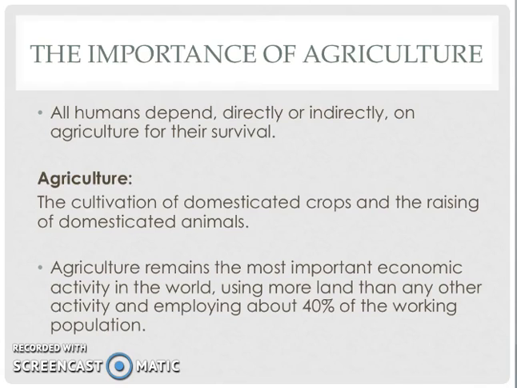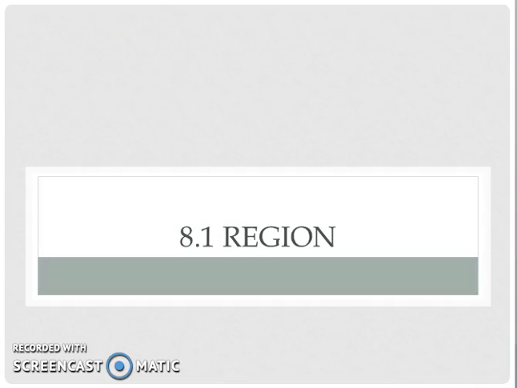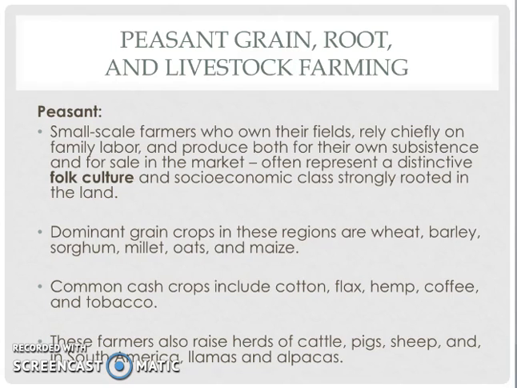This is hugely important. First, through the theme of region, we can look at peasant grain, root, and livestock farming and its different regional variations. Peasants we can think of as small-scale farmers who sometimes own their own fields, rely chiefly on family labor, produce both for their own subsistence and for sale in the market, and often represent a distinctive folk culture and socioeconomic class strongly rooted in the land.